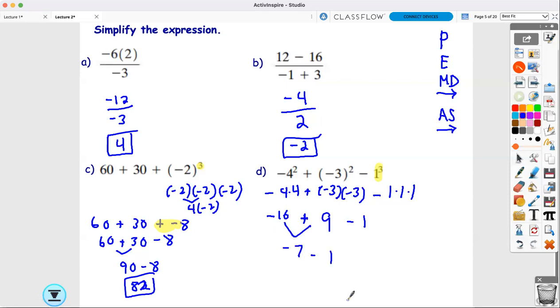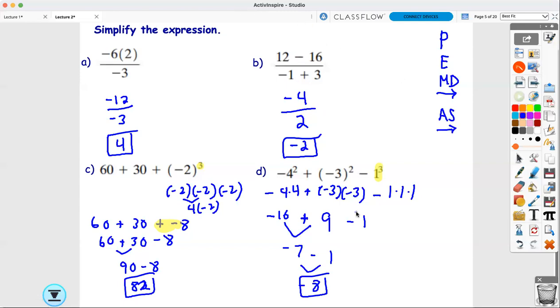Bring down the -1. So we now owe them $7, but we got tempted. We bought a bag of hot Cheetos for $1. So now what do we owe the bank? What's our final answer? The answer should be -8.